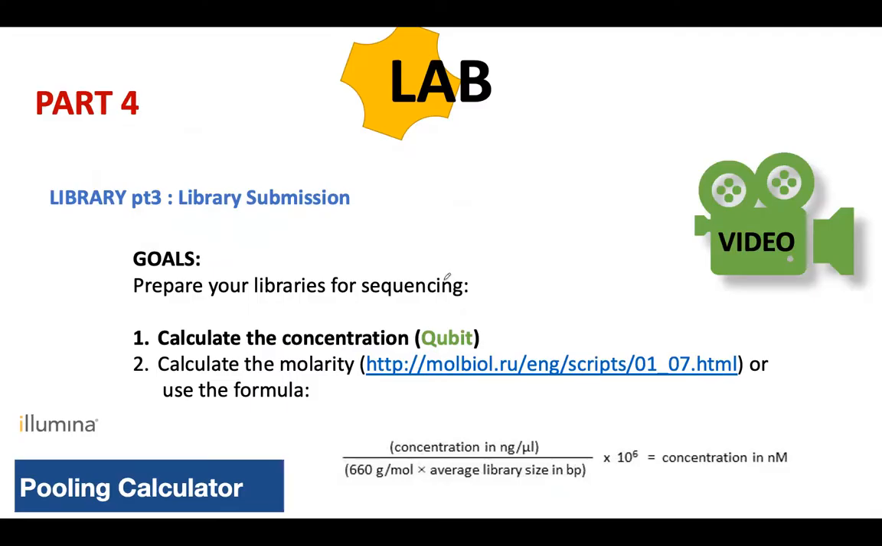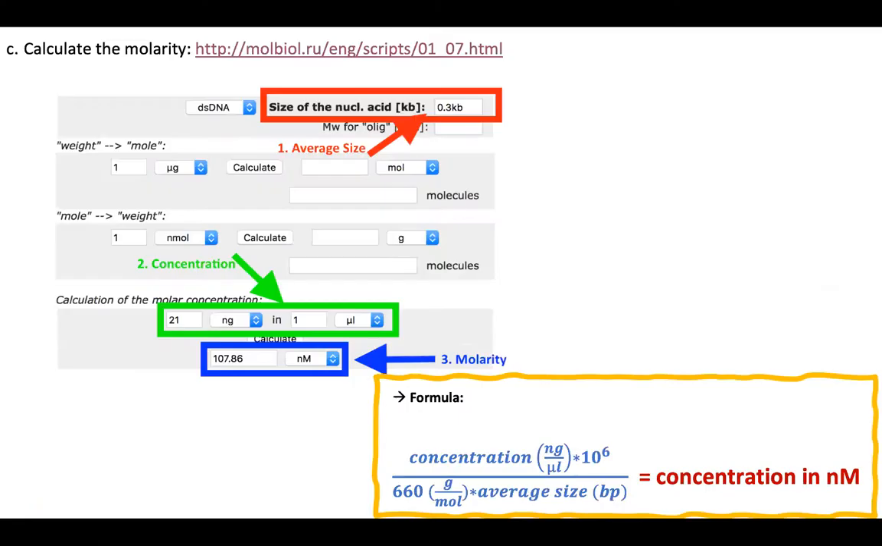Basically, the information that we have now is two things, right? We have the concentration, which we measured with the Qubit. We also have the average size, okay? And we got the average size from the TapeStation, okay? And with these two pieces of information, now we can calculate the molarity, which is basically what the sequencing core is asking you for each of your libraries before submission, okay? So how do you do that?